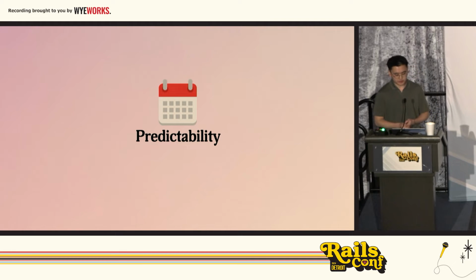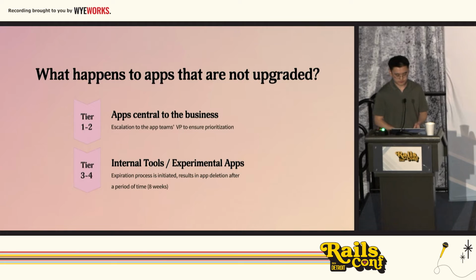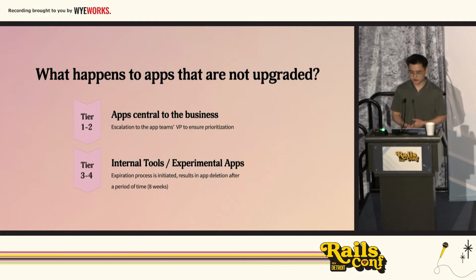So what happens to apps then that are not upgraded by the deadline? Our framework for applications not upgraded by the deadline is as follows. For tier 1 and 2 apps that are central to the business, if not upgraded, they'll get escalated to the app team's VP to ensure that the work can get prioritized. For tier 3 and 4 apps that are either internal tools, experimental, or test applications, an expiry process is initiated. If they are not upgraded by the deadline after a period of time, they will be deleted.